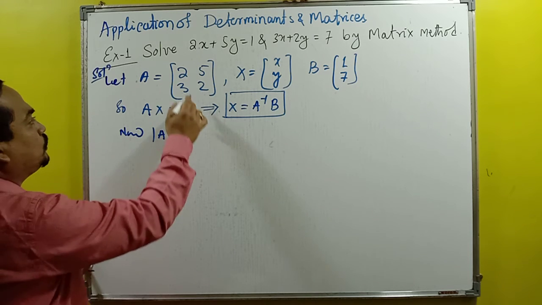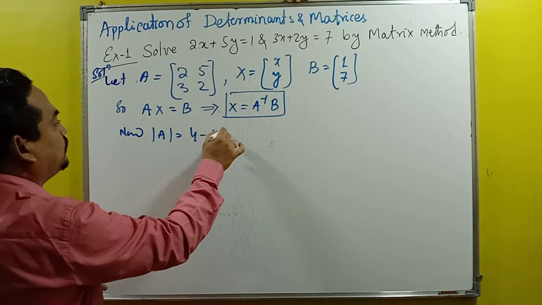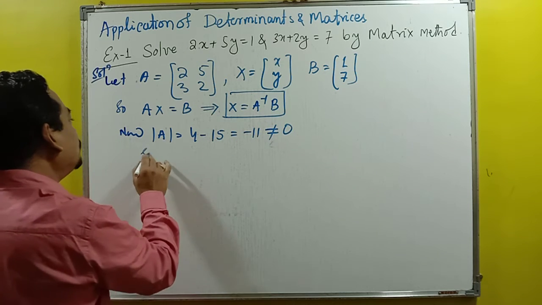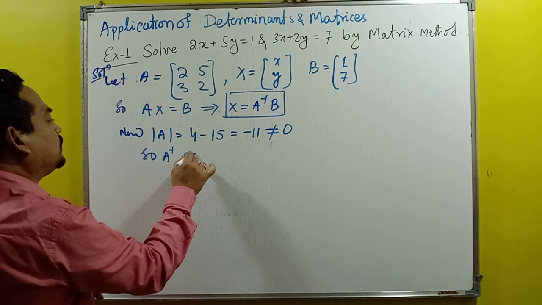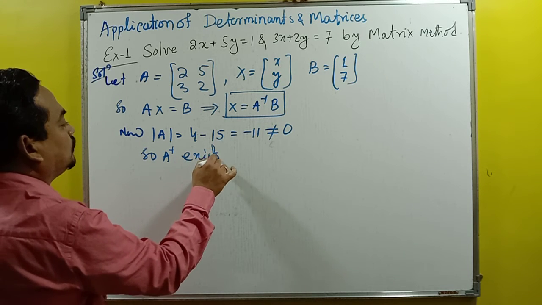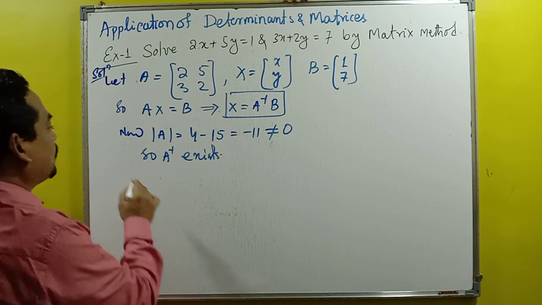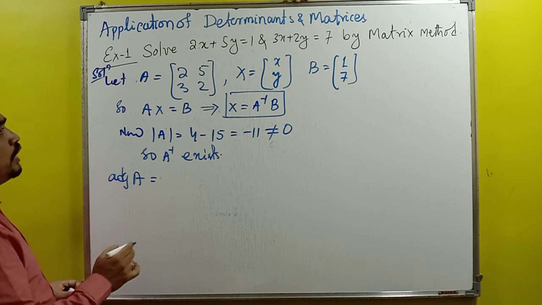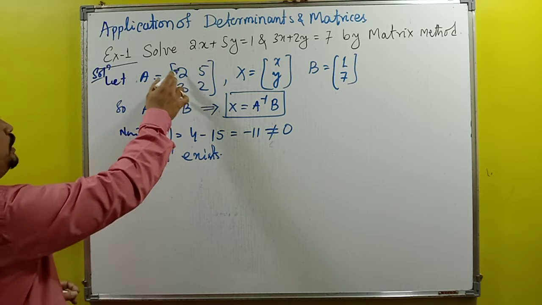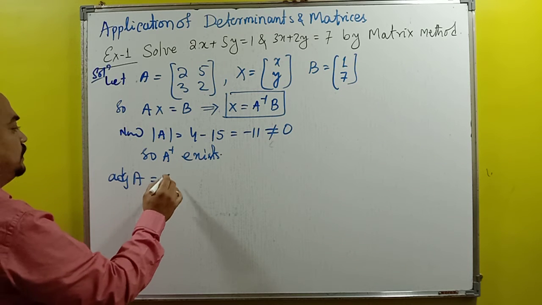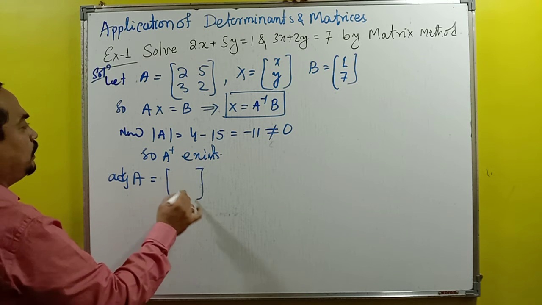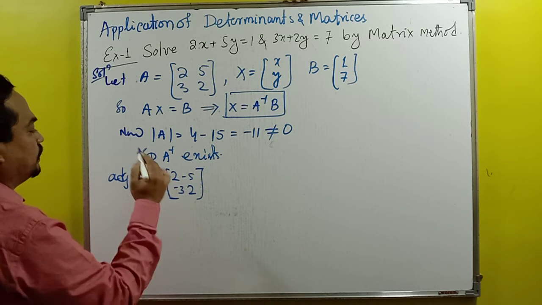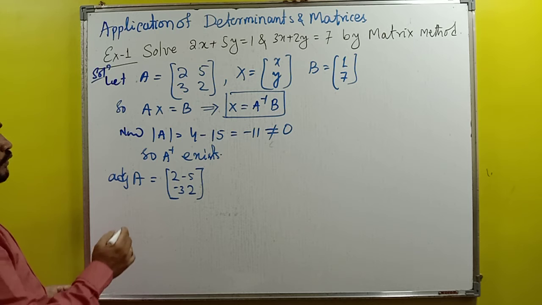Determinant A is how much? 2 times 2 is 4, minus 15 is minus 11, which is not equal to 0. So A inverse exists here. Since A inverse exists, now adjoint A. So adjoint A for the 2 by 2 order, as I told, this will be interchange and this will be sign change. So this will be 2, 2, this is minus 5, minus 3. This is the adjoint of A.